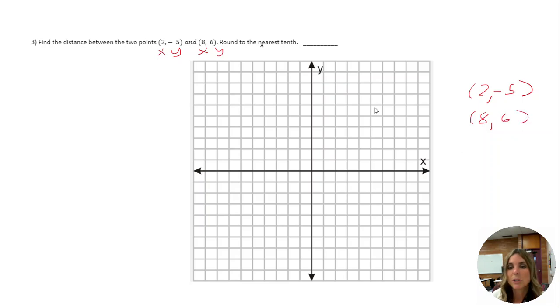And I'm also going to plot these 2 points on the coordinate plane. We have 2, -5, so to the right 2, and then down 5: 1, 2, 3, 4, 5. So that is 2, -5. And then I have 8, 6, which is 1, 2, 3, 4, 5, 6, 7, 8. Up 6: 1, 2, 3, 4, 5, 6.